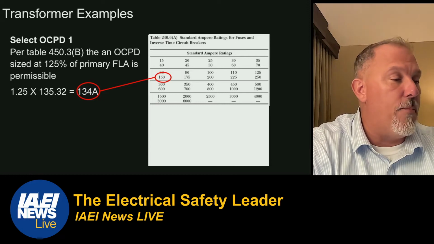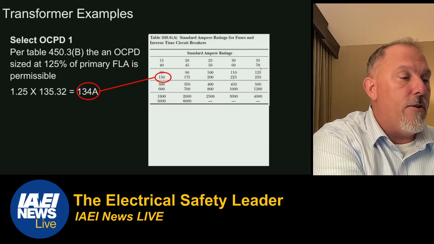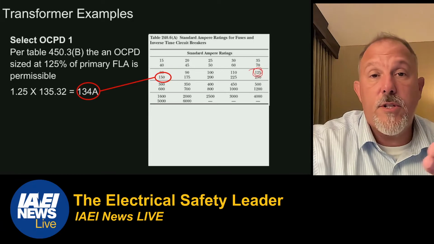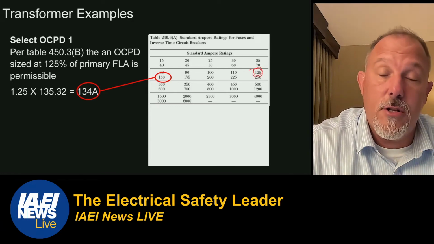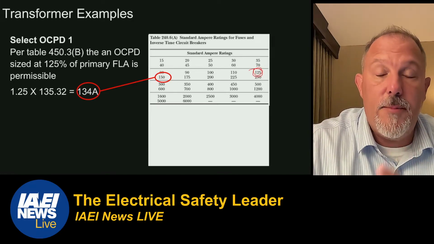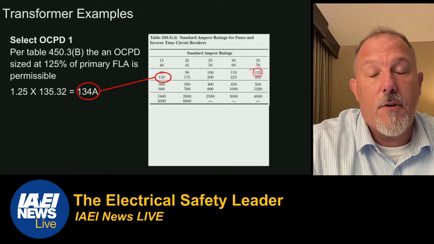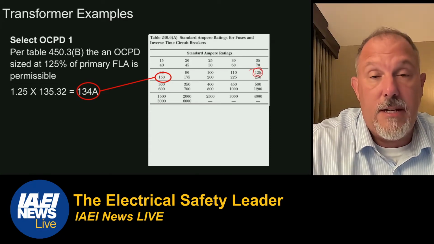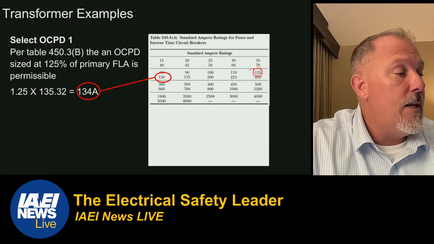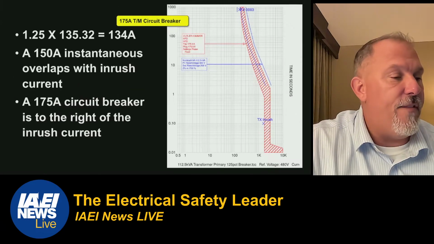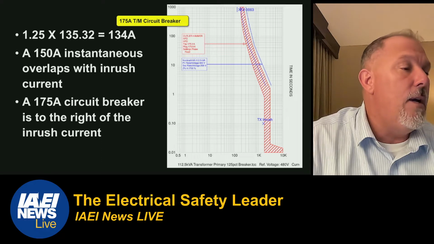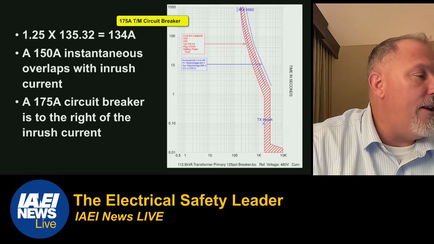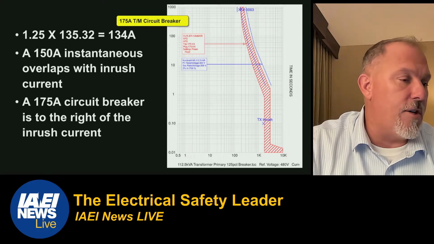You can try to put a 125 amp breaker in, but what's going to be your determining factor on how small you go is going to be whether or not your overcurrent protective device is going to trip on inrush. What's the instantaneous pickup value? So in this case, I think I did it with 150. So this is your 150 amp circuit breaker.